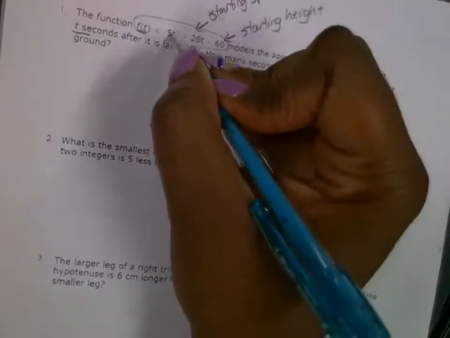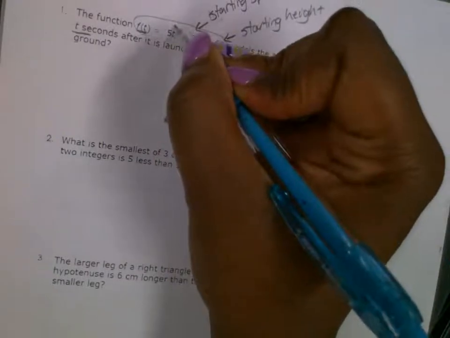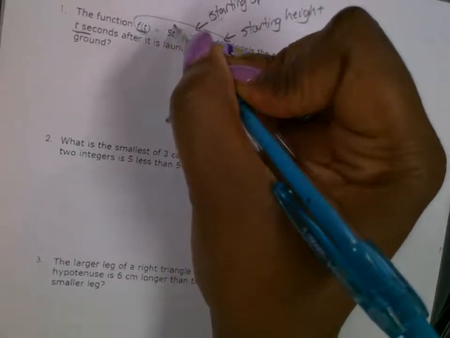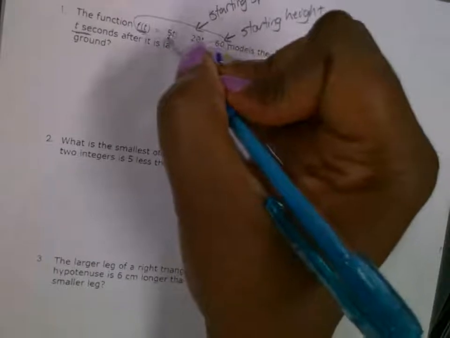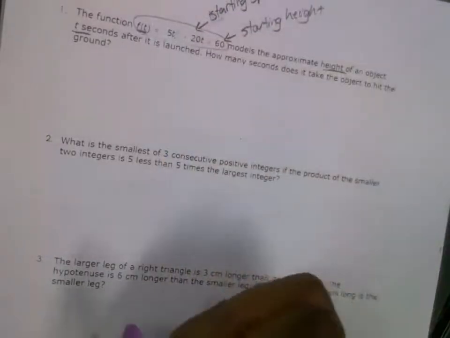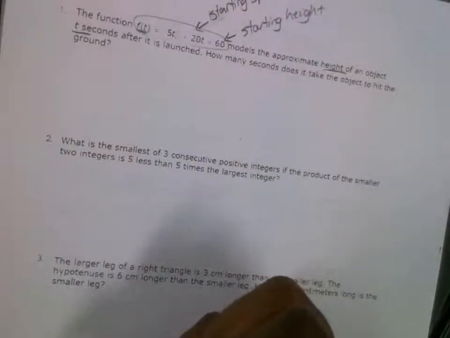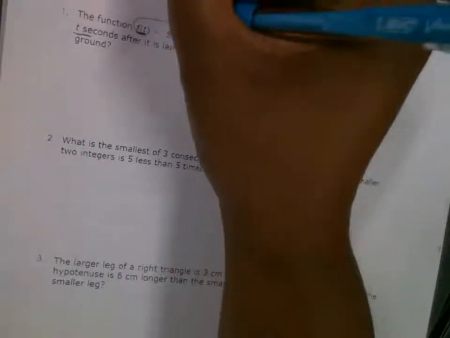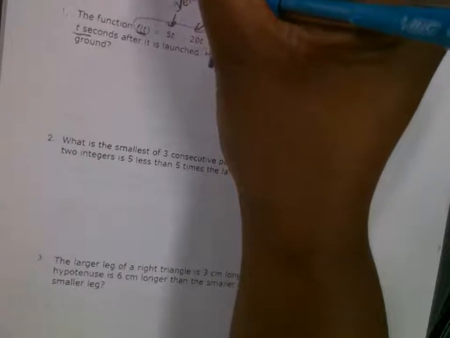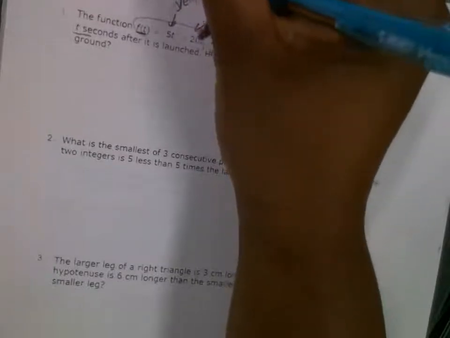But when you think about this, most of the time, if we're talking about a real life scenario, it's going to be a negative 16. I can put initial velocity or starting velocity or final. It's just velocity. Let's just put velocity. And usually it's negative 16.